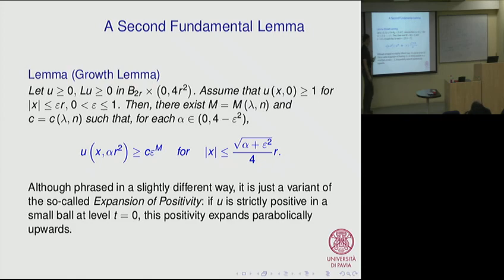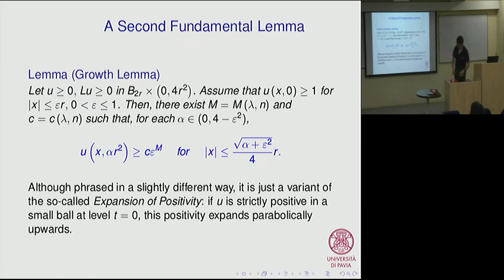Of course, if the time grows, the lower bound becomes smaller and smaller, because that has to do with the diffusion. As time goes by, your lower bound gets smaller and smaller. But basically, again, for the ones of you that have followed what I did in the case of the intrinsic Harnack inequality, this growth lemma is just the expansion of positivity. It is phrased in a slightly different way, because typically in the expansion of positivity you have a measure theoretical information at the beginning and then you expand it. Here you have a pointwise information, but the spirit is the same, that you can expand.